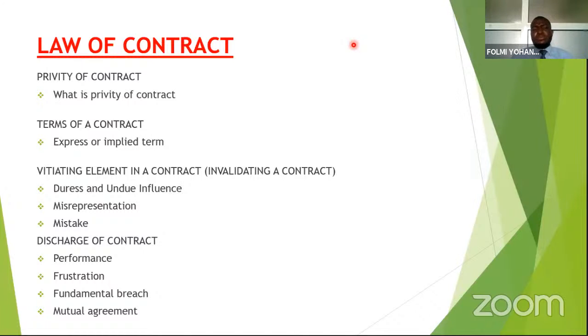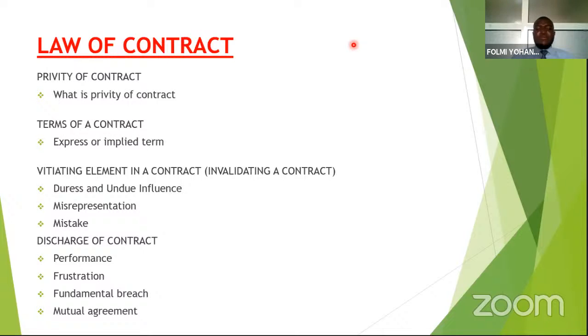So the next subtopic we'll look at is vitiating elements in a contract. What can make a contract invalid? Well, we have duress. Duress is when you force somebody to enter into a contract. That means you use direct threat on that person. It mustn't be a direct threat on the person. It could be somebody who is close to the person. You are using threat, telling the person if he doesn't enter the contract with you, you are going to deal with someone.